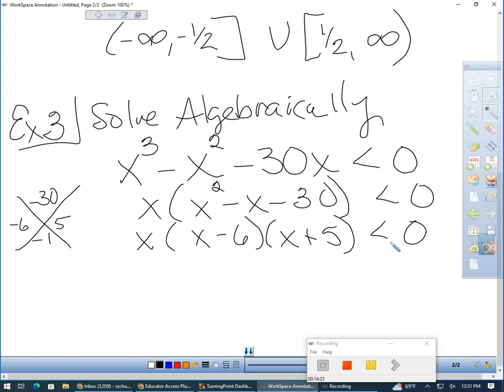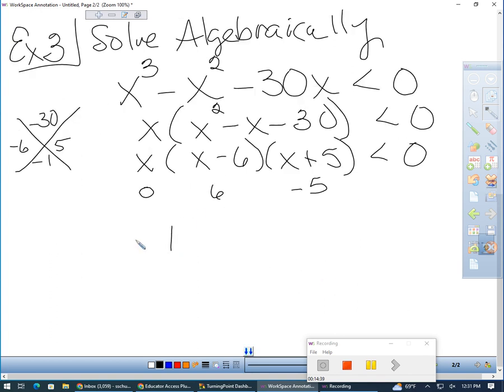All right, so now I have 3 zeros, don't I? I have a 0 at x, right? So x equals 0. I have a 0 right here at 6. And what 0 do I get for this one? Good. All right. So my signs table. Make sure you put those numbers in the right order. So which number out of those 3 goes all the way to the left? Good. Then we have 0, and then we have 6.